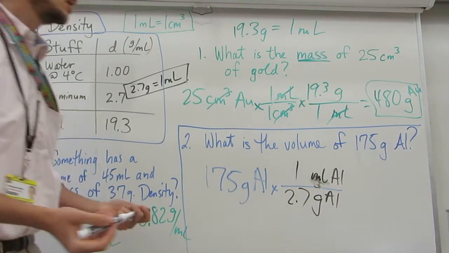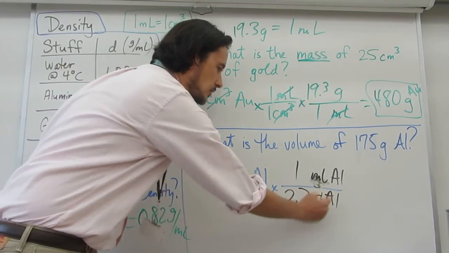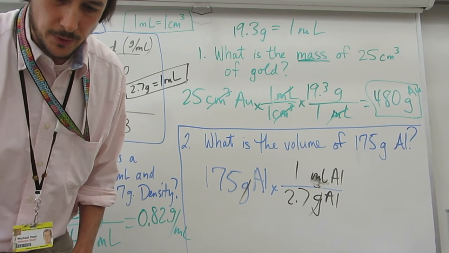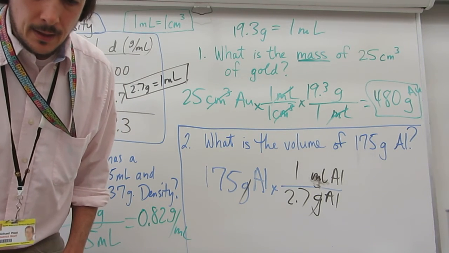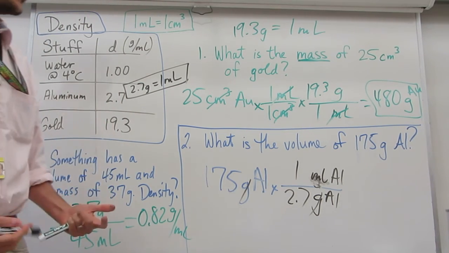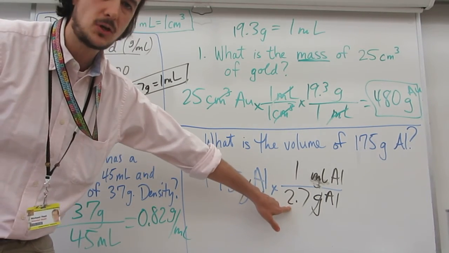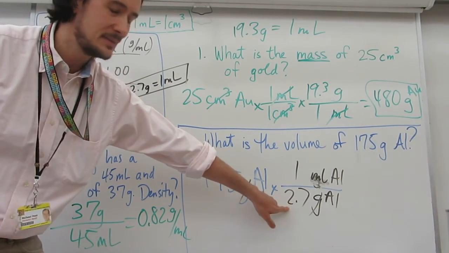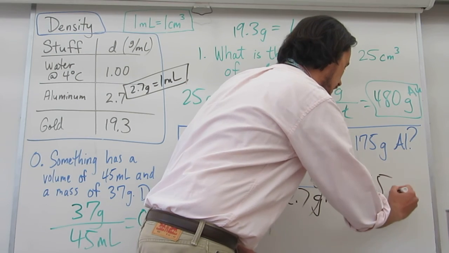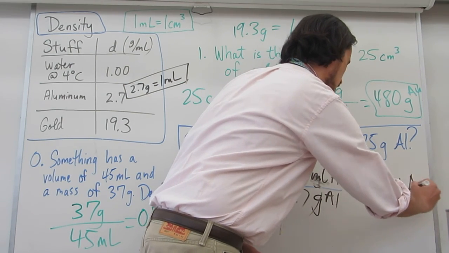So now I'm going to be dividing, and you're thinking about the units when you're doing this. So 175 divided by 2.7. I got 64.8. However, my conversion factor only has 2 sig figs, so I'm going to be limiting my answer to 2 sig figs. So it should be 65 milliliters of aluminum.